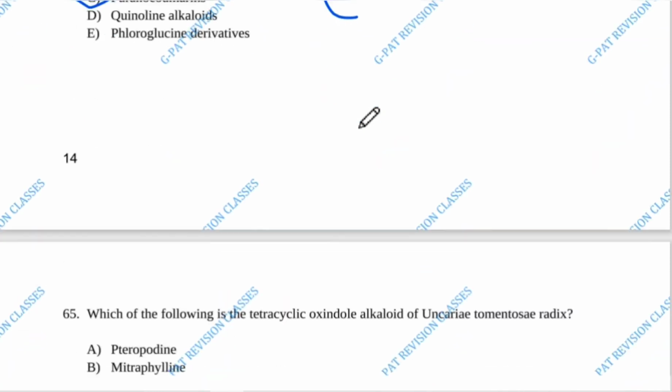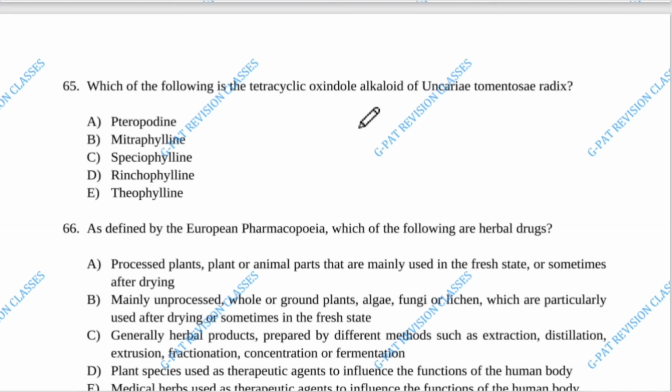Okay, next is question number 65: which of the following is the tetracyclic oxindole alkaloid of Uncariae tomentosae radix? The answer is D, rhynchophylline.